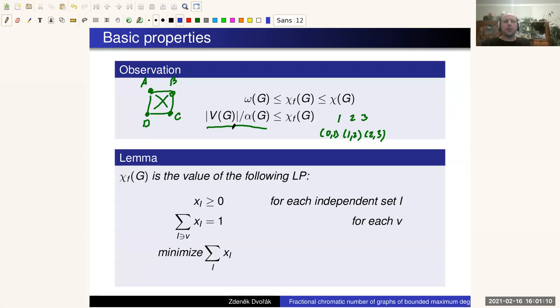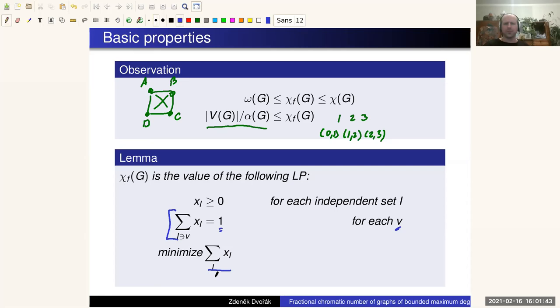And one more thing that we need to know is that this fractional chromatic number can be computed using a linear program. Basically, this linear program has variables for independent sets, and then it has this condition that says that at every vertex the amount of color is 1, and then you are minimizing the total amount of color.